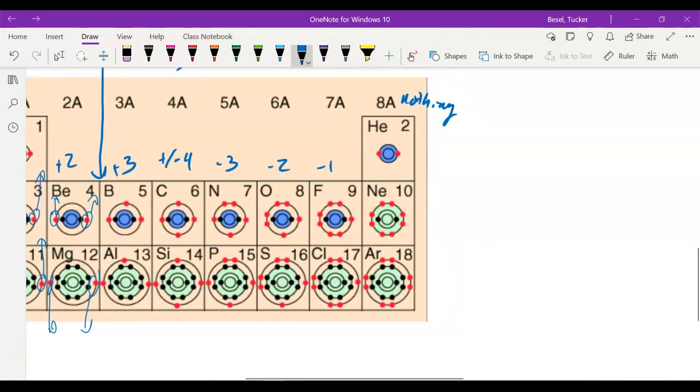And then we can come over here to, let's say, oxygen. Oxygen has 1, 2, 3, 4, 5, 6 electrons. So that one is going to have 2 electrons come in. And when those 2 electrons come in, that's what gives us a -2 charge. For nitrogen, we have 1, 2, 3, 4, 5 electrons, and so I need to add 3 electrons in order for this to become a -3 charge.